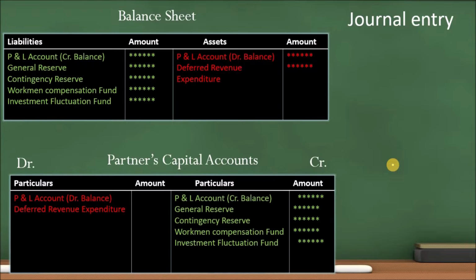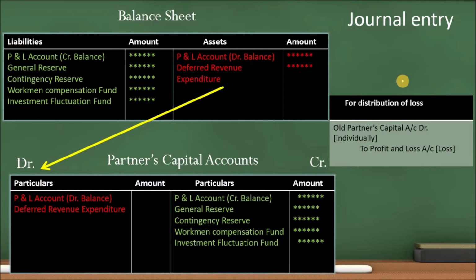Now come to accumulated losses. I told you that they are debited to old partners capital account. So the journal entry which is passed for accumulated losses is old partners capital account debit to P&L account. If I am distributing this P&L account, please remember old partners capital account will be debited, and it will be done individually.